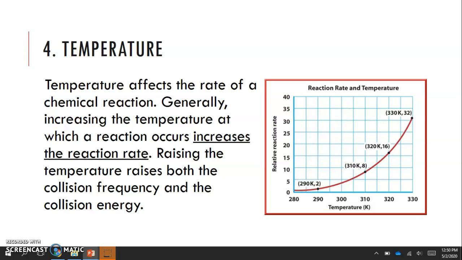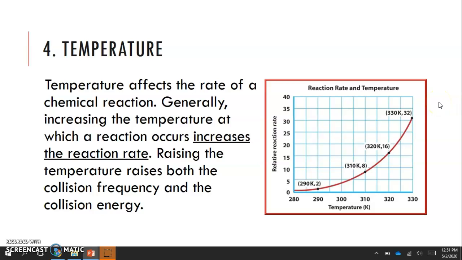Temperature is also a factor that can affect reaction rates. Generally, increasing the temperature at which a reaction occurs increases the reaction rate. So the two are intertwined. Raising the temperature raises both the collision frequency and the collision energy. Here is a chart depicting relative reaction rate versus temperature, and we can see that as we increase the temperature, the condition under which the reaction is happening, we see an overall upward trend of our reaction rate.